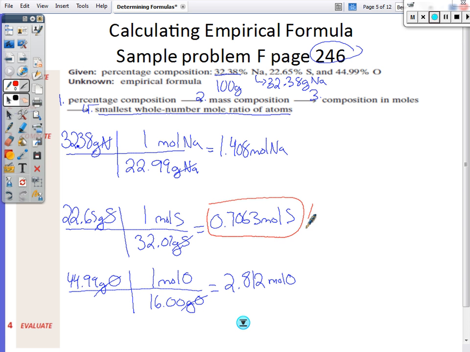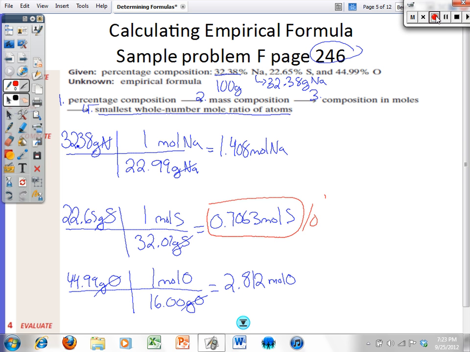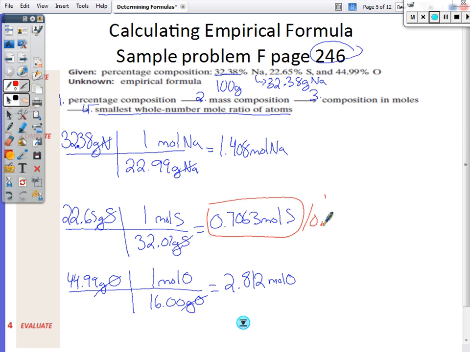Well, divide this by itself. Okay, divide by itself, 0.7063. That will give me 1 mole sulfur. That's a whole number. So let's divide sodium by that.